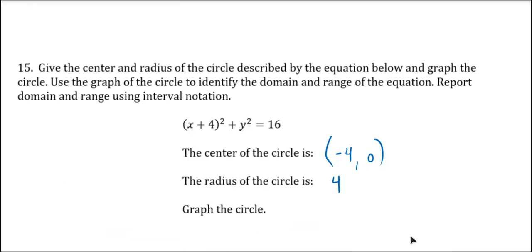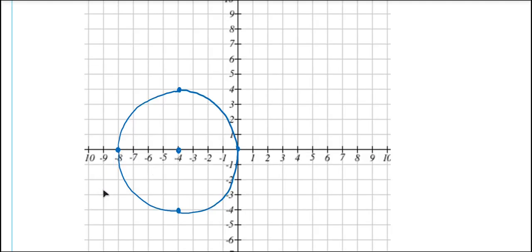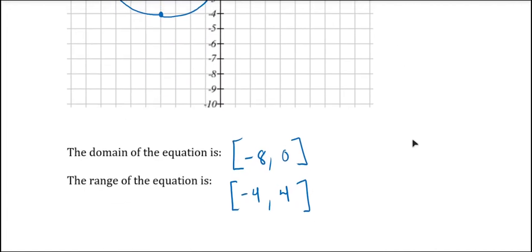This next one's already in standard form, so we really just need to decode that this has an h of -4 and a k of 0 and a radius of 4, because this is r squared. Graphing that would look like this. Here we have the center, and the radius is 4. Notice that if I go to the left by 4 and the right by 4, I could find its domain. And going up from the center by 4 and down from the center by 4, I get my highest and lowest y values, which would tell me its range.